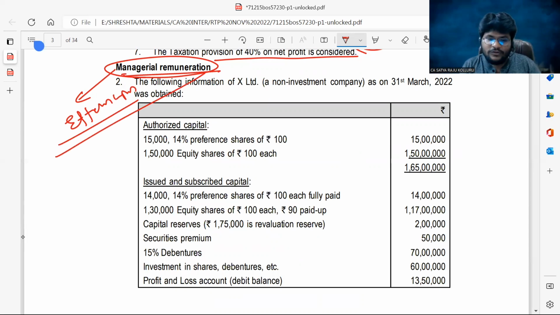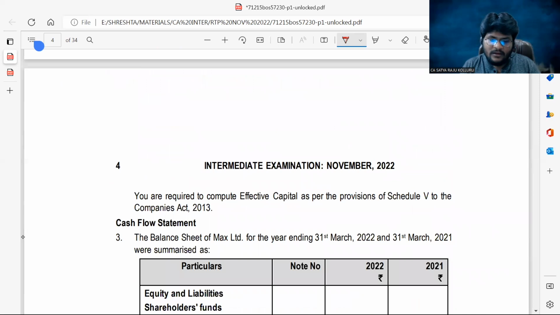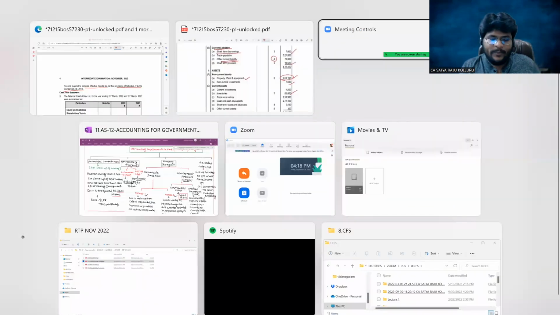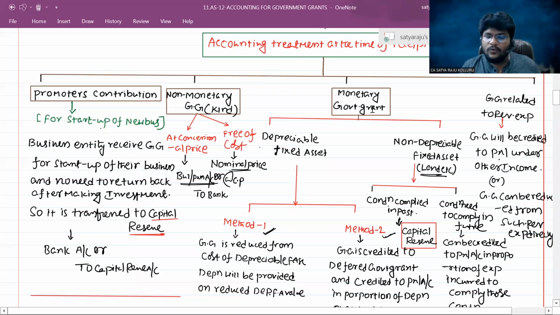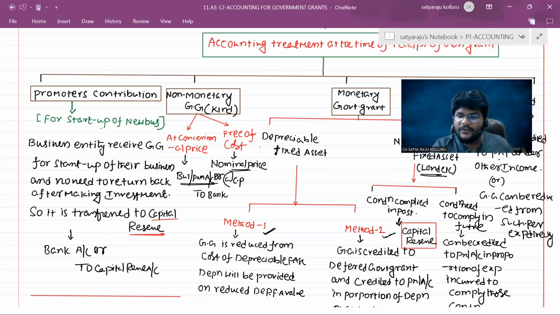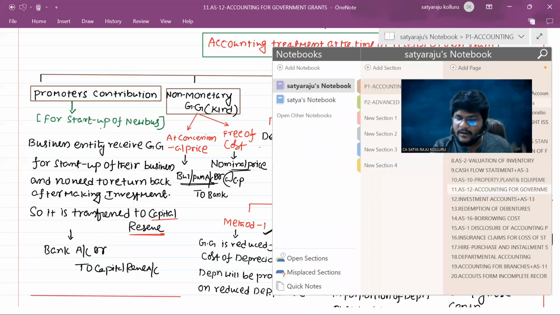Now, in the given question, let me check what they are asking. You are required to compute effective capital as per the provisions of Schedule 5 of the Companies Act 2013. Sir, how do we need to calculate the effective capital? We have already seen this through the financial statements of companies chapter. Let me open my notes for a quick glance.